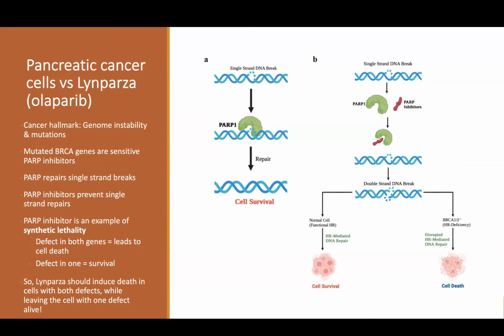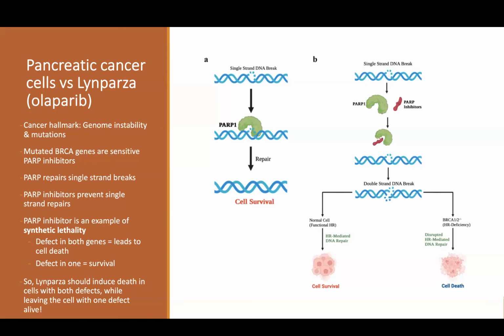PARP normally repairs single-strand breaks, but when PARP is inhibited, the single-strand breaks then turn into double-stranded breaks. And like I said before, BRCA genes are responsible for that repair. But if one has a double mutation in both of the BRCA genes, then it cannot repair the cell, which then leads to cell death. A PARP inhibitor is an example of synthetic lethality.